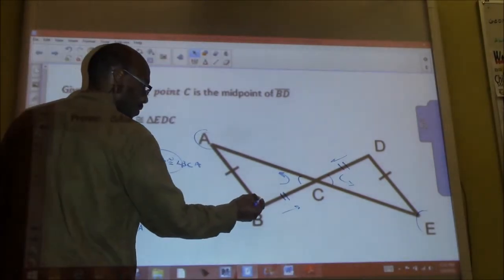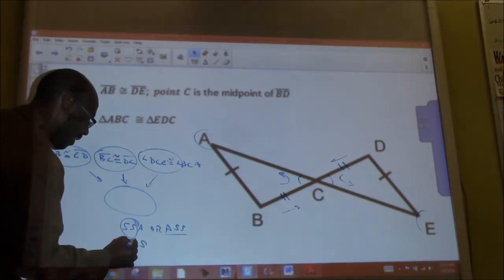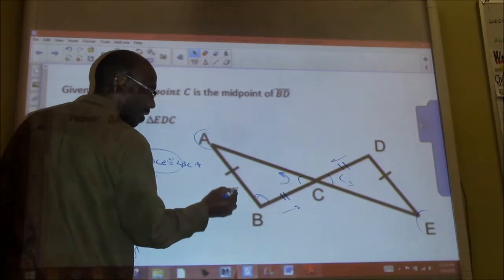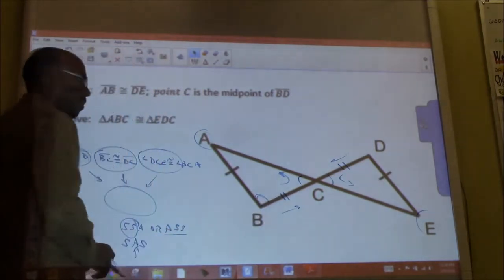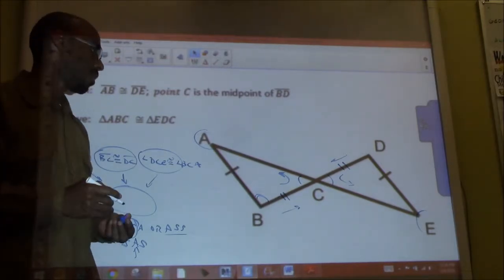Remember that in order for two sides to work, the angle has to be included, has to be in between. The angle has to be like right here. So that's a lot of work. If you'd have missed it, I probably would have done something for you.